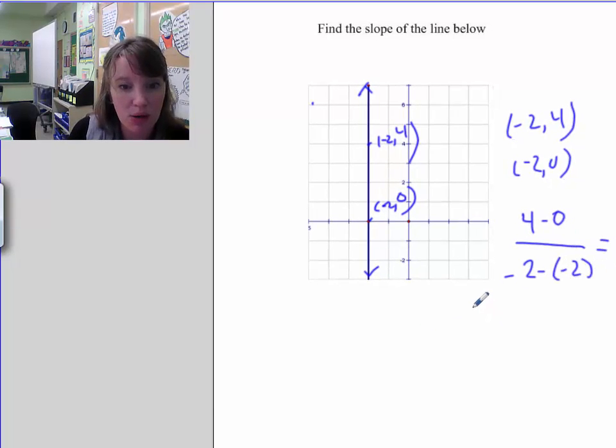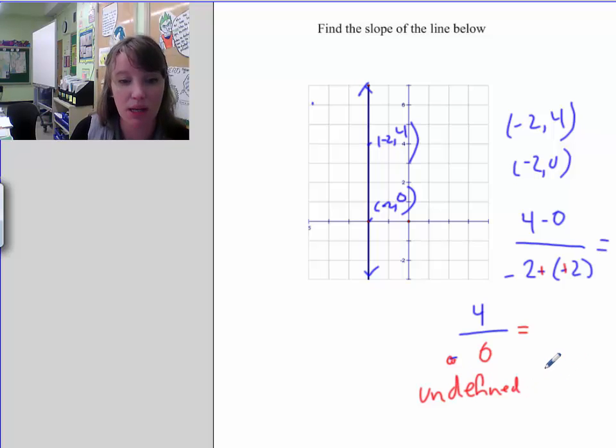So 4 minus 0 is 4. Well, negative 2 minus negative 2, let's use keep change. It's going to be negative 2 plus 2. Well, that's going to get me 0. And 4 divided by 0 is actually undefined. Okay, what does that mean? Well, an undefined slope is a vertical line.